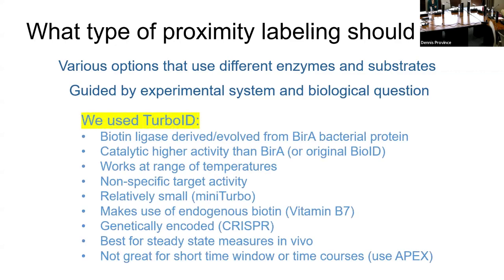So we used an enzyme called TurboID, meaning we made about 8 or 9 separate CRISPR strains where we tagged TurboID onto the tail end, or the C terminus, of our proteins of interest. This is a biotin ligase derived, or you could say evolved or engineered, from BirA. It's a bacterial protein, a biotin ligase that targets in a very specific way, sort of like a kinase. But it's been evolved so that it has much higher catalytic activity than the original BirA, or even the original BioID that came out about 10 years ago.